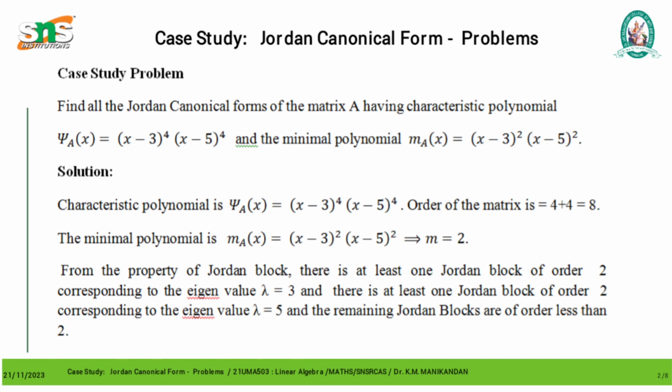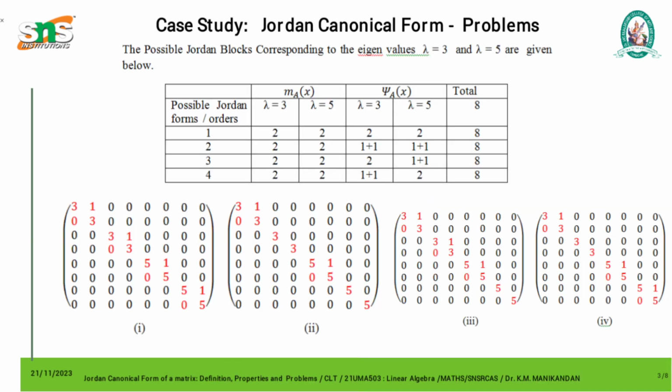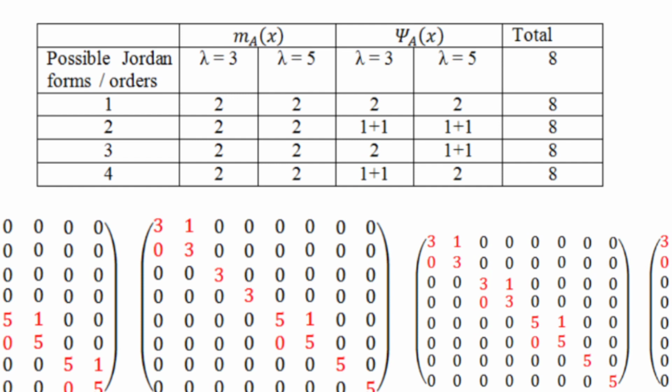So there is at least one Jordan block of order 2 corresponding to the eigenvalue lambda equal to 3, and similarly there is at least one Jordan block of order 2 corresponding to the eigenvalue lambda equal to 5, and the remaining blocks must be of order less than 2. Now look at this table of possible Jordan canonical forms; here there must be lambda equal to 3.